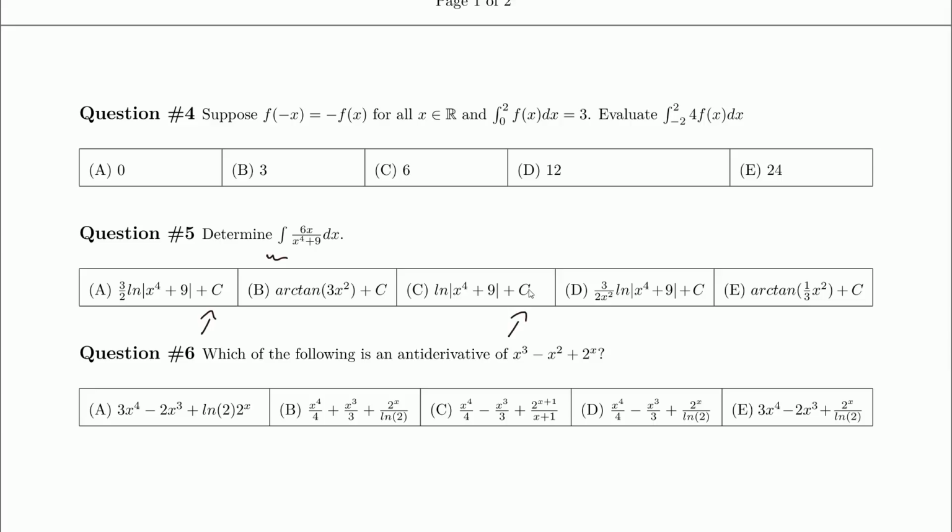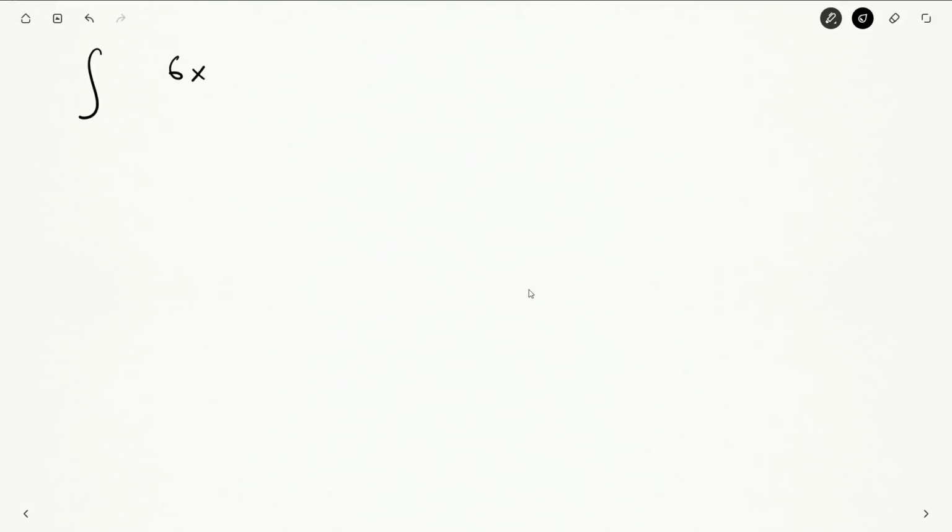First I'm going to show you what I see a lot of people do, and we're going to talk about why that's wrong. And then we're going to go through the question properly. Okay, so I see a lot of people look at this one and say, oh, it's polynomial over a polynomial.